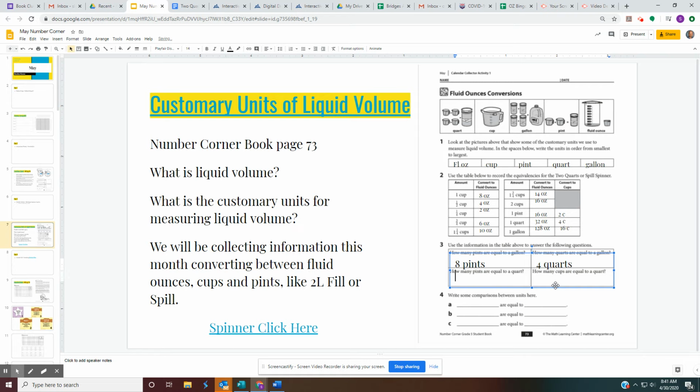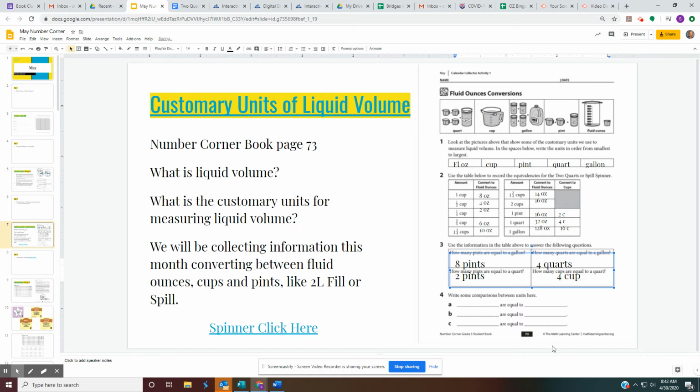Good. So how many pints are equal to a quart? Well, I kind of figured that one out previously, right? Because there's 4 cups in a quart and 2 cups in a pint. So if I just had another 2, which would leave me another pint in a quart. So there are 2 pints in a quart. Then how many cups are in a quart? Where can we find that information? There it is. 4 cups.